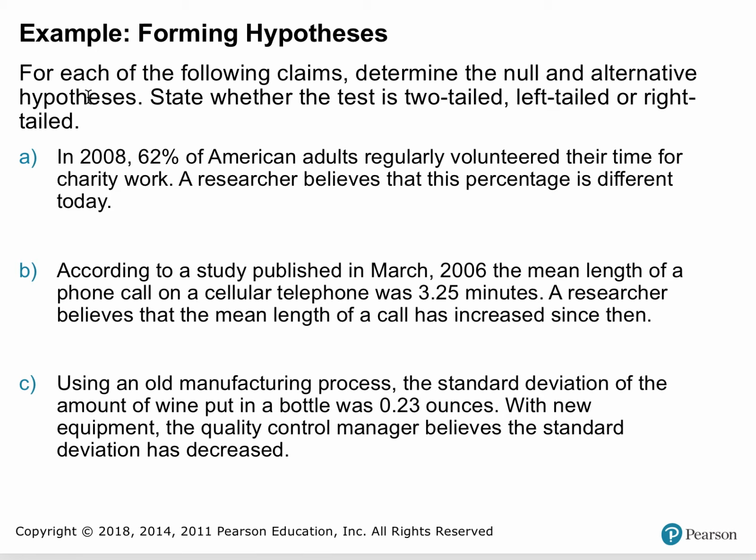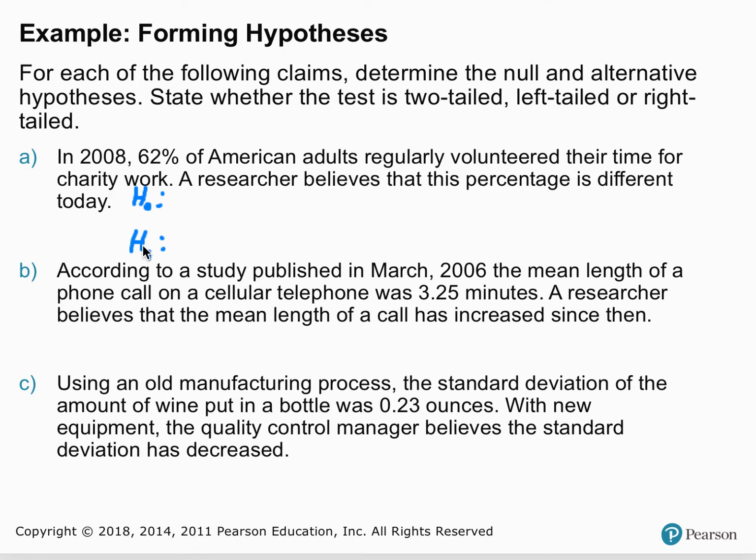All right, example. For each of the following claims, determine the null and alternative hypotheses. State whether the test is two-tailed, left-tailed, or right-tailed. All right, so first, in 2008, 62% of American adults regularly volunteered their time for charity work. A researcher believes that this percentage is different today. So it's asking me to state my two hypotheses. So I've got a null hypothesis and an alternative hypothesis.